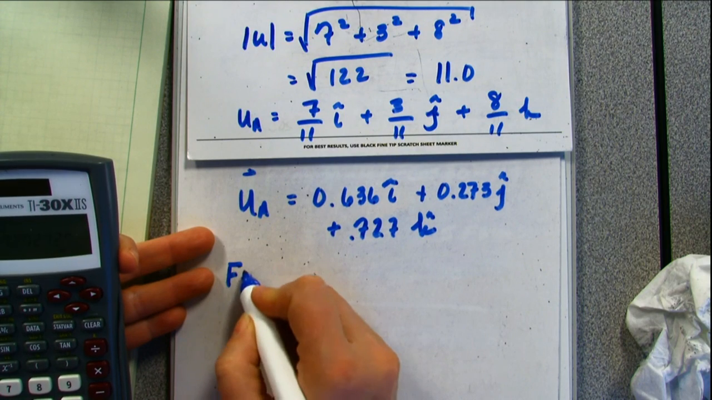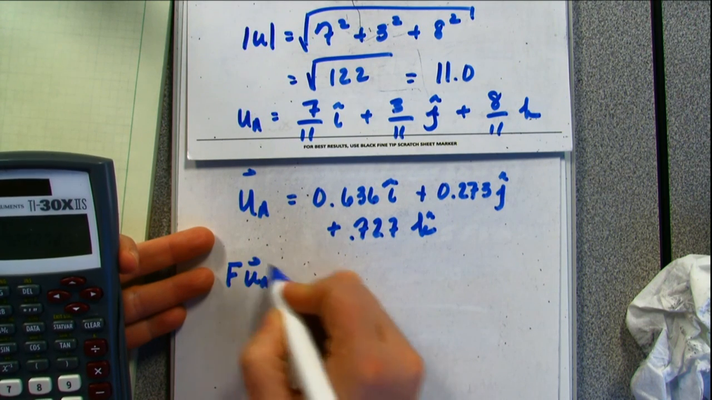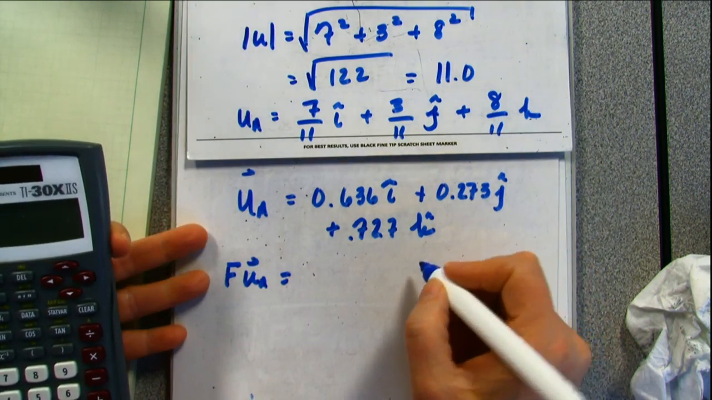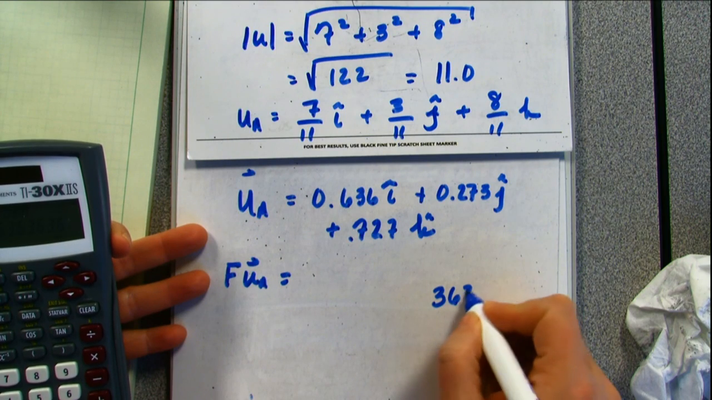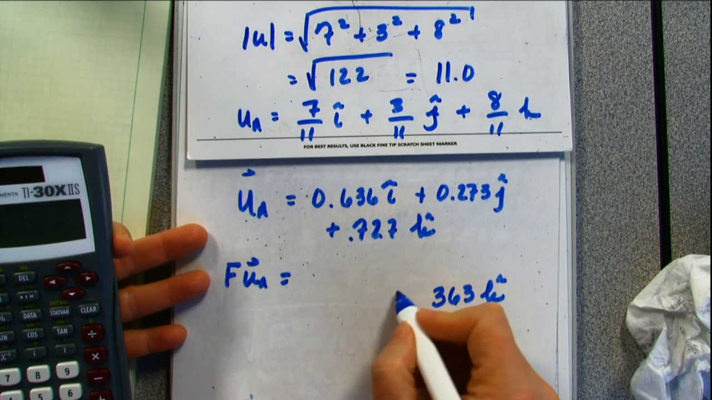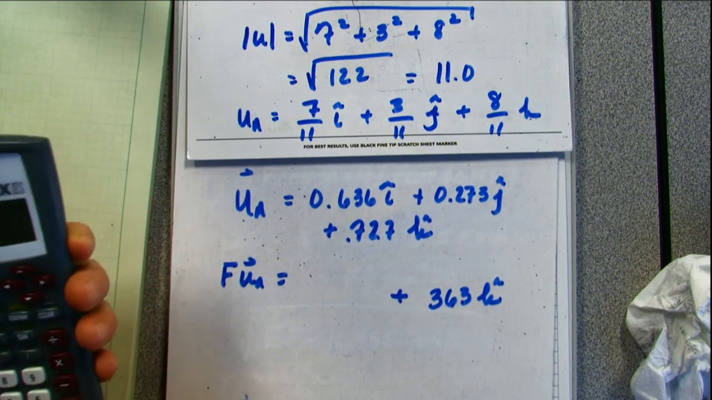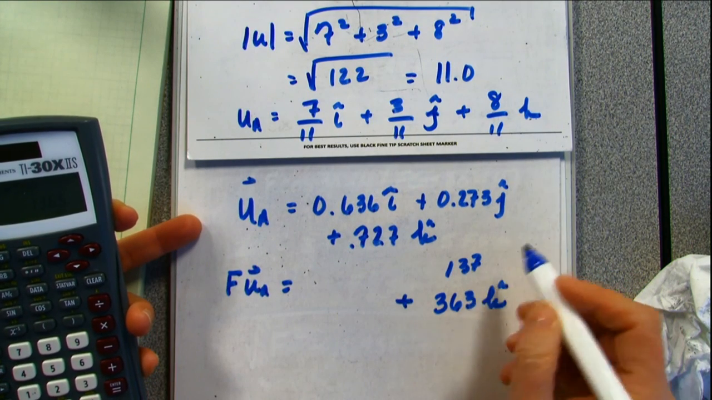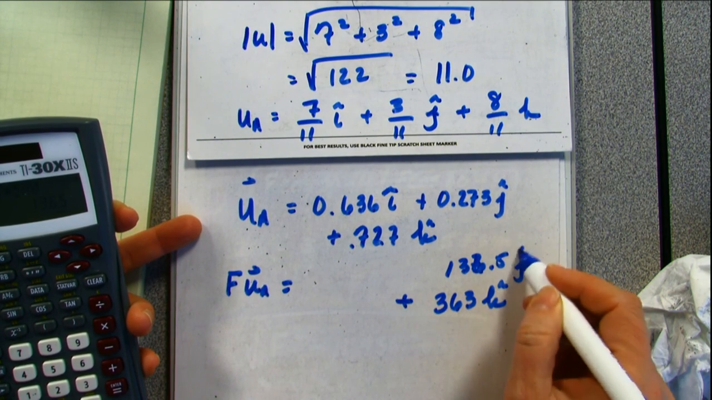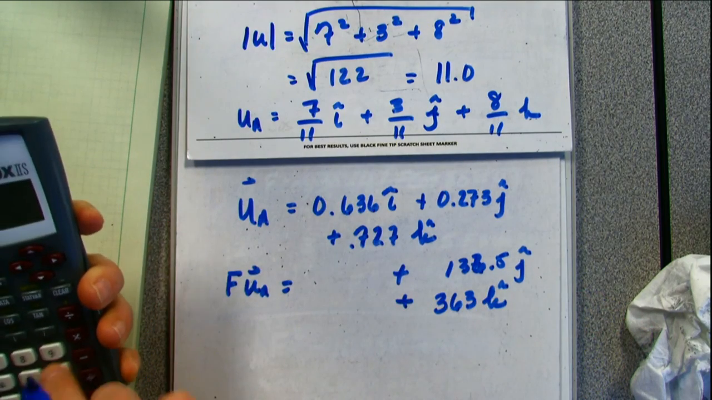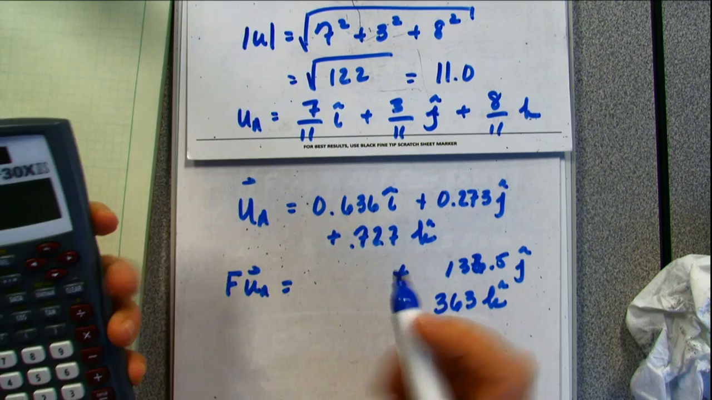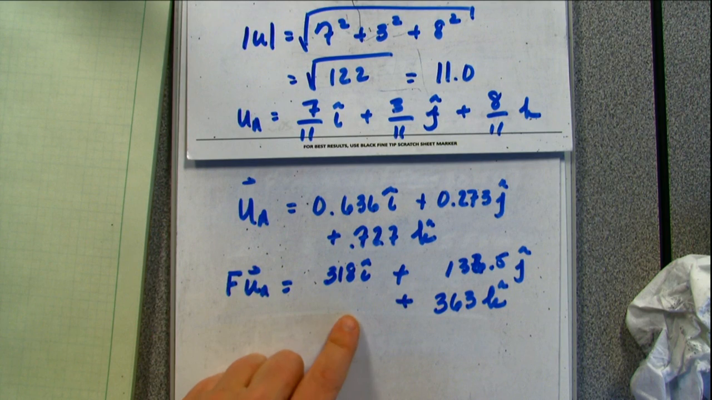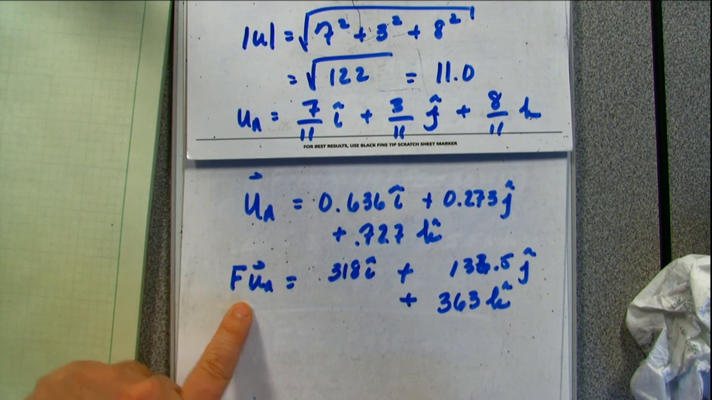So now if F of A is 500, this is going to be 363 in the K, 136.5 in the J, and 318 in the I. So I've got the magnitude of the vector times my lovely little unit vector.